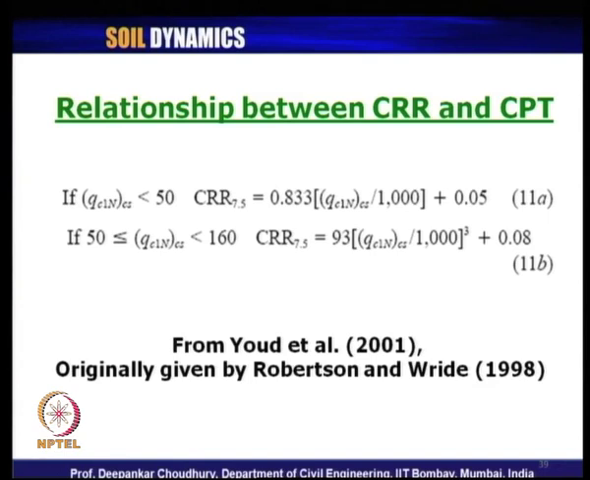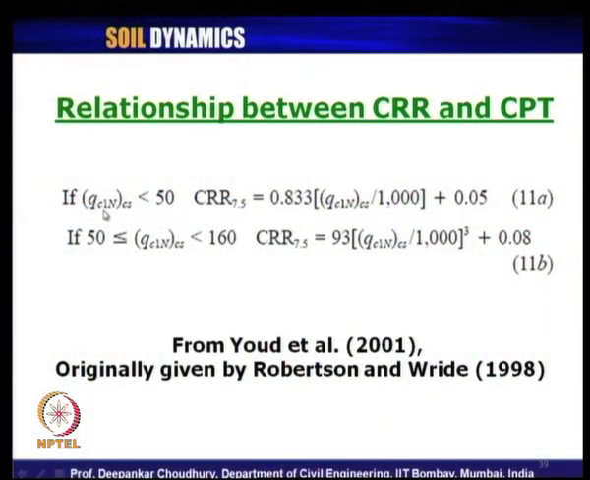Other than that, like SPT, you can use a direct empirical relationship. That is, either you can use the design chart to get the CRR value, or you can use the empirical relationship to compute the CRR value based on your corrected QC1N clean sand value. So, what are those equations? Look at here. If QC1N CS is less than 50, then CRR 7.5 is computed by using this expression. If it is between 50 and 160, then the equation proposed is this one. It was originally proposed by Robertson and Wride in 1998, which is re-reported in Youd et al 2001.